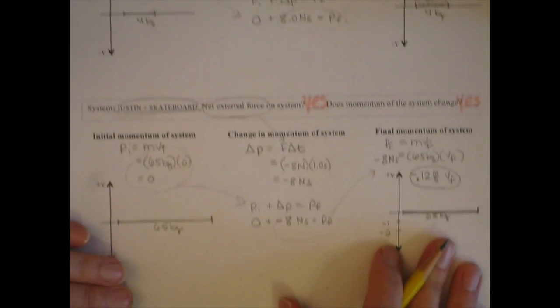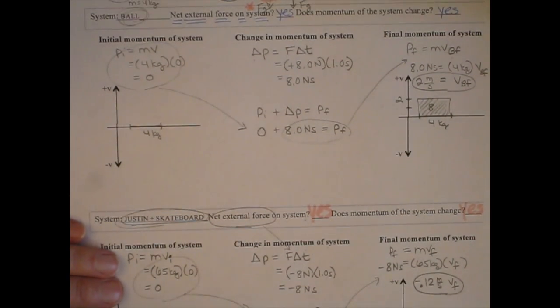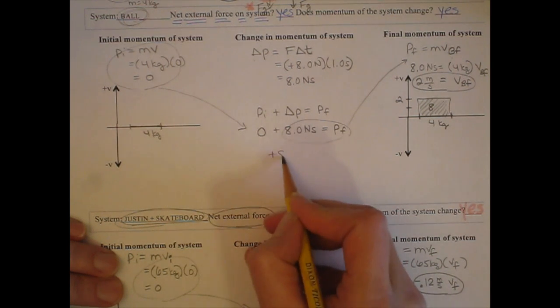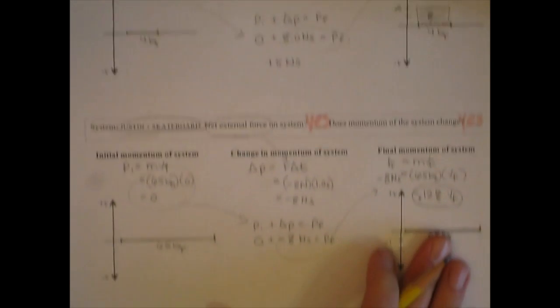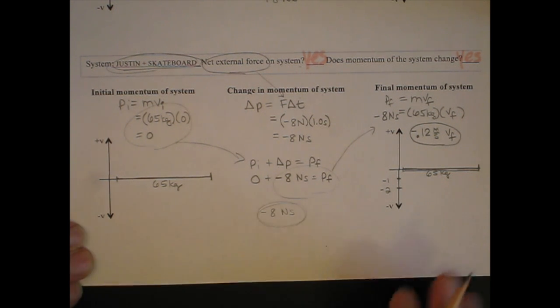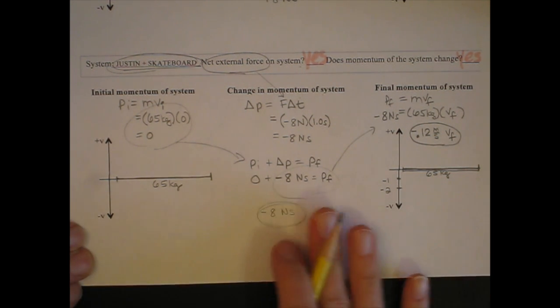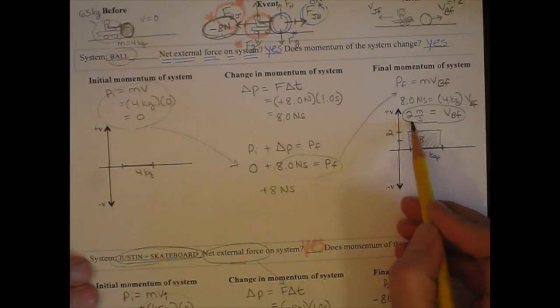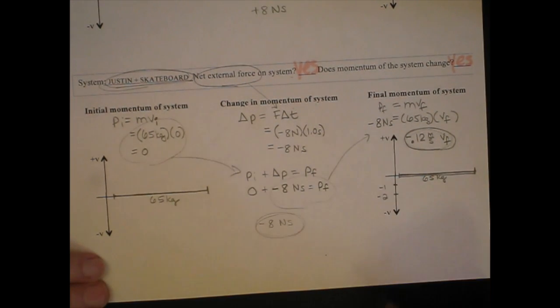Okay, so what we notice here, just to summarize, is that the ball during this interaction had a change in momentum of +8. Interestingly, the other objects in the system, Justin and the skateboard, had a change in momentum of -8. So notice that, and we'll follow up with that next week in class. The other thing to notice is that even though they both experienced the same force, the ball ended up with a larger velocity afterwards than Justin and the skateboard. And that shouldn't be too surprising because the masses were so different.